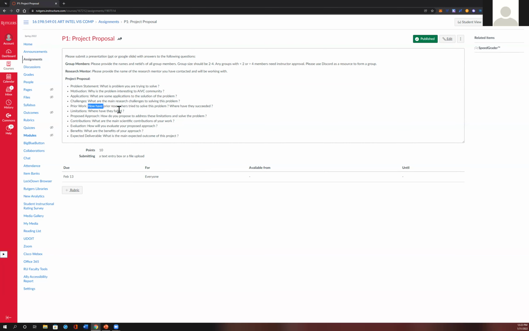How have prior researchers tried to solve this problem? At this point, I expect a high-level understanding of this question, and in the following assignment, you all will dig into this question in much more depth. So how have prior researchers tried to solve this problem? Where have they succeeded? More importantly, where have they failed? What will be your proposed approach towards addressing these problems? At this point, I expect more details, a little bit more technical details on the approach you will take, references to any papers that you might be following, maybe implementing. That's the kind of information I expect. And contributions, evaluation plan, and what will be the main deliverable.